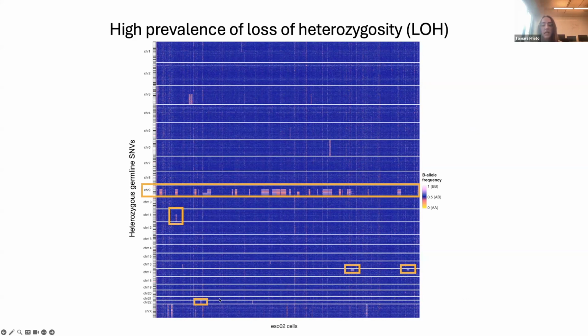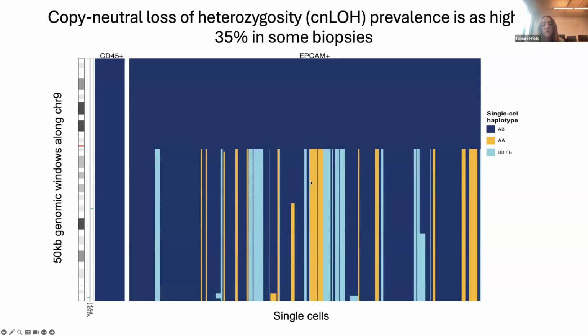And the most striking signal is on chromosome 9, where LOH is particularly widespread. And since we didn't detect CNVs in this region, we suspected that these are copy-neutral losses. And importantly, they all include the NOTCH1 locus.